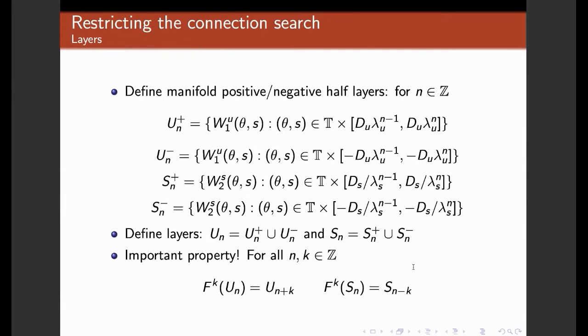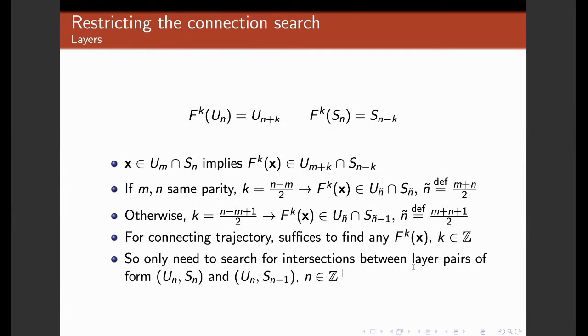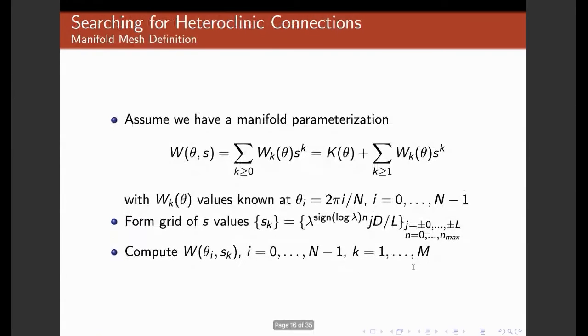Just the main thing is that applying F to any of these sets U sub n, these are subsets of the unstable manifold, if you apply F k times, that gives you U sub n plus k, and applying F k times to S sub n gives you S sub n minus k. So essentially, if you have some U sub m intersecting some S sub n, you can show that applying F an appropriate number of times, you end up with another point on the same trajectory in a pair of layers, say of the form U sub n and S sub n, or U sub n and S sub n minus 1. So basically, instead of having to search, say, whether U sub 5 intersects S sub 2, you just need to check if U sub 5 intersects S sub 5 or U sub 5 intersects S sub 4. So that restricts our search.